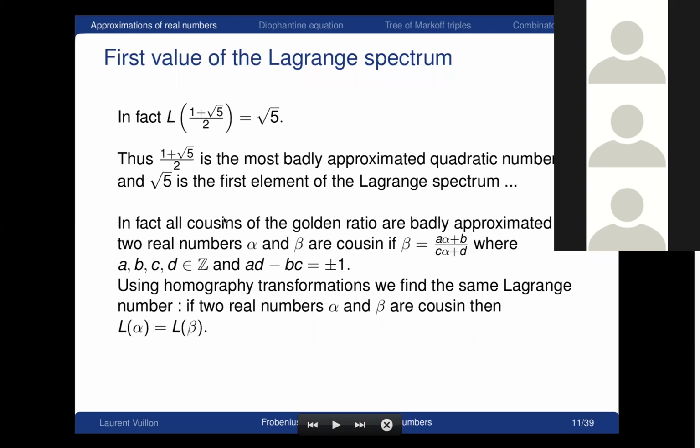Okay, so we remove, in fact, all the cousins of the golden ratio. It means that you are using a homography transformation like this. If you take alpha, all the cousins of alpha are beta, such that beta equals (A alpha plus B) over (C alpha plus D). So this is exactly a homography transformation. And we also have that AD minus BC equals plus or minus 1. So in fact, all alpha and beta, all cousins, have the same Lagrange number. So we have L alpha equals L beta. This is why we remove all the cousins.